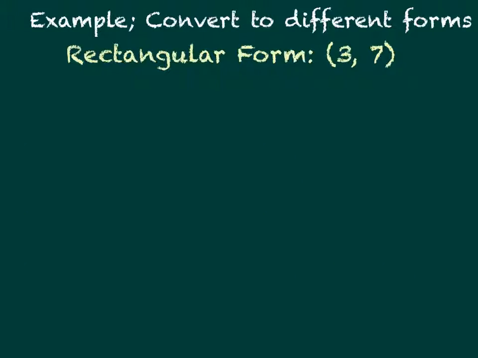In this next one, we have a rectangular form of 3, 7. So we want to convert that to polar form. The first thing we want to do is indicate this is our x and this is our y. So now we have to find our radius, which is the square root of x squared plus y squared, and our theta, which is the inverse tangent of y over x.